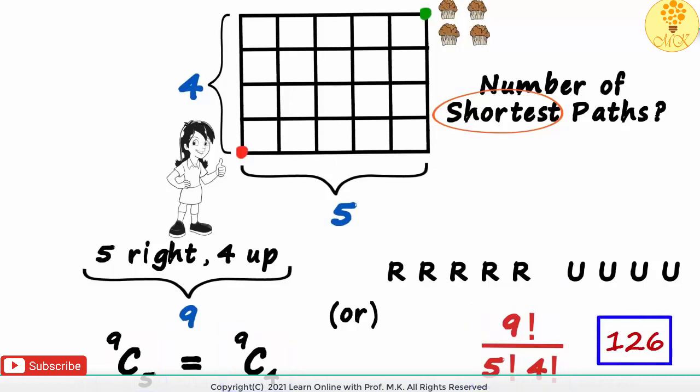Zara can take 126 different shortest paths to reach the cake shop. You may use any method you like, depends on what you're comfortable with. But make sure you understand the concept well.